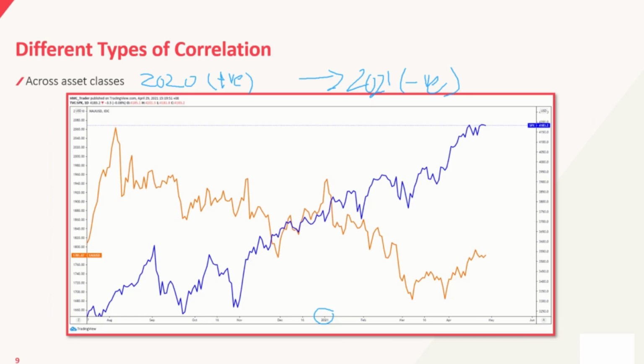All right, so we can see that there is a change in correlation, right? At the start of 2021, they were negatively correlated, until recently in April, at the start of this month, both strengthened. There is a reason for why both of them strengthened. Why they strengthened is because the US dollar became extremely weak.